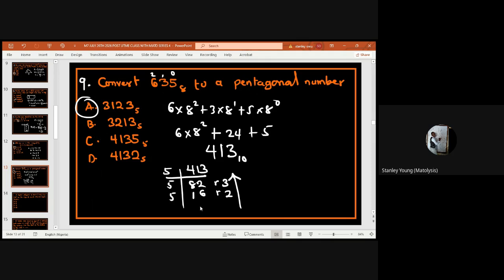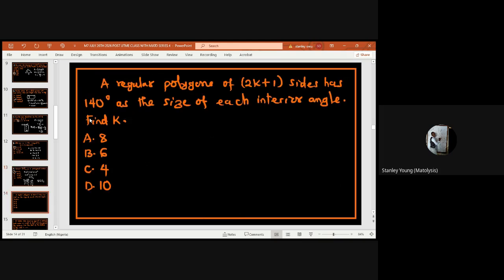5 here, that's 3, remainder 1. And 5 here, that's 0, remainder 3. So our answer is 3, 1, 2, 3 base 5. That's the answer. The last question.